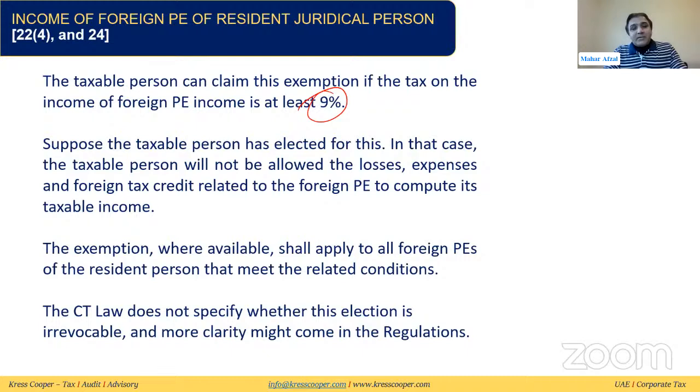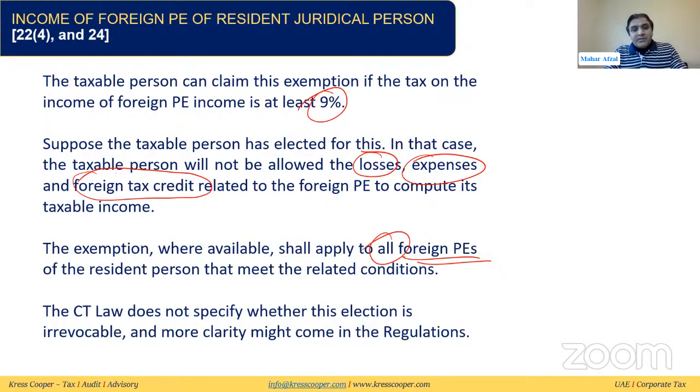Suppose the taxable person has elected for this. In that case, the taxable person will not be allowed the losses, expenses, or foreign tax credit later. If you are claiming this exemption, then you will not be allowed the losses, the expenses, or the foreign tax credit, which is an apples-to-apples comparison. A simple comparison: if you are not liable to pay tax on the income, then why would you claim the losses, expenses, and foreign tax credit? The exemption, where applicable, shall apply to foreign PEs of the resident that meet the related conditions. All foreign PEs which meet all such conditions, it will be applicable on all of them.